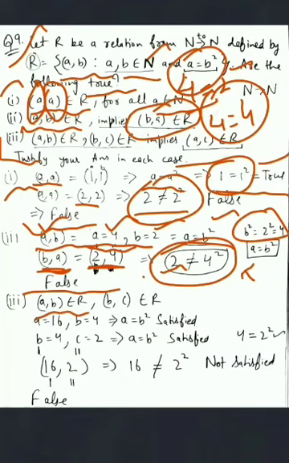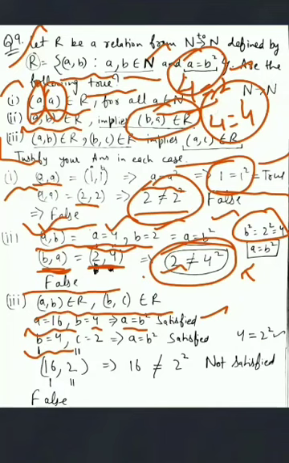The third one is, this is the given condition, (a, b) belongs to R, (b, c) belongs to R. Now take a equal to 16, b equal to 4. This implies a equal to b square, satisfied because 16 equal to 16. The second condition, (b, c) belongs to R. It should be satisfied. Whenever the condition is taken, that should be satisfied.